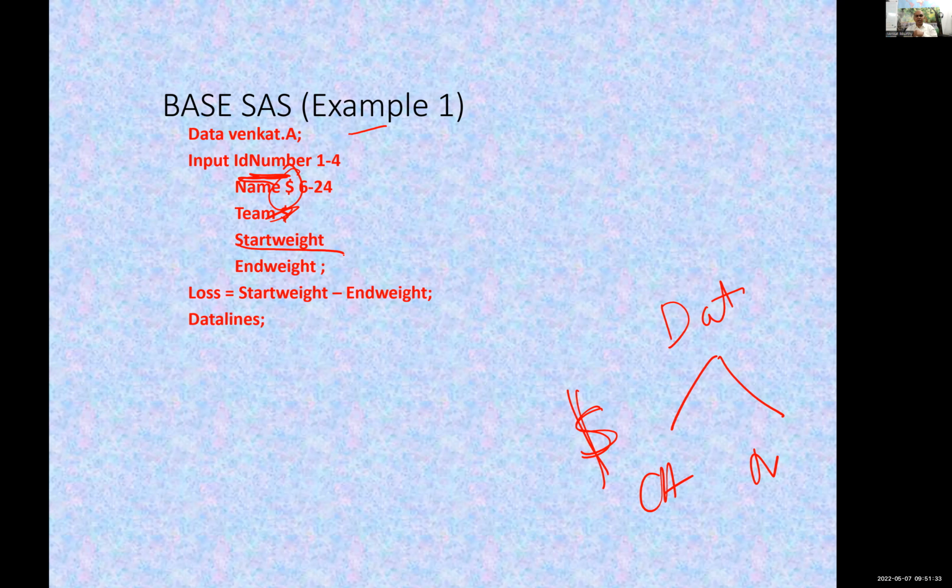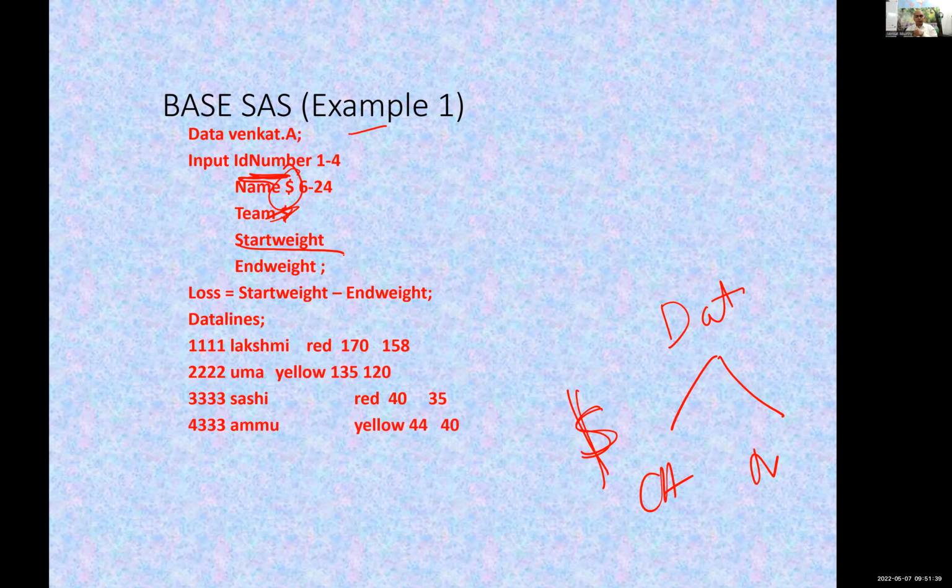So these are my data lines. This is the data, these are all the information. This is the starting weight, this is the ending weight, starting weight, ending weight. I want to calculate certain things. So run. This is a simple program. I want to calculate it.